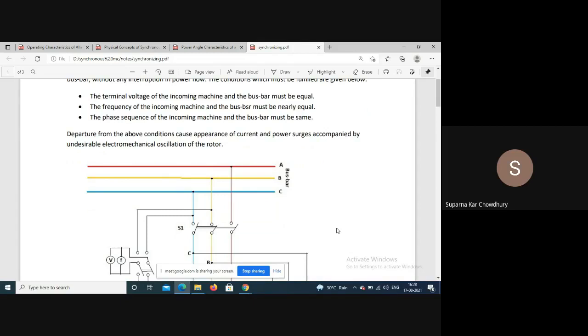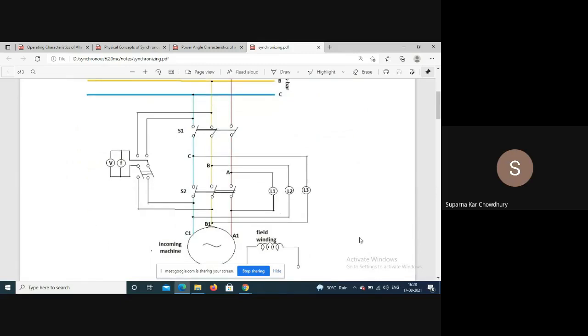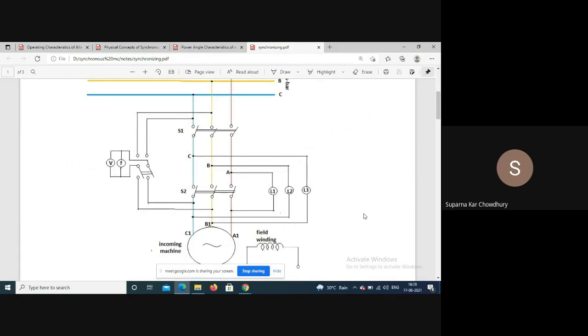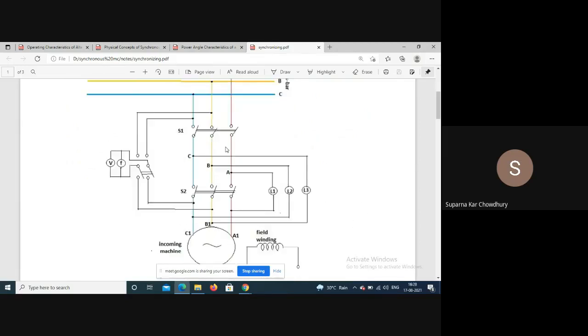Additionally, the frequency of the incoming machine and the bus bar must be equal, and also the phase sequence of the incoming machine and the bus bar must be equal. Now, obviously, in power systems automatic control is used, but we will explain the basic principle of synchronization.